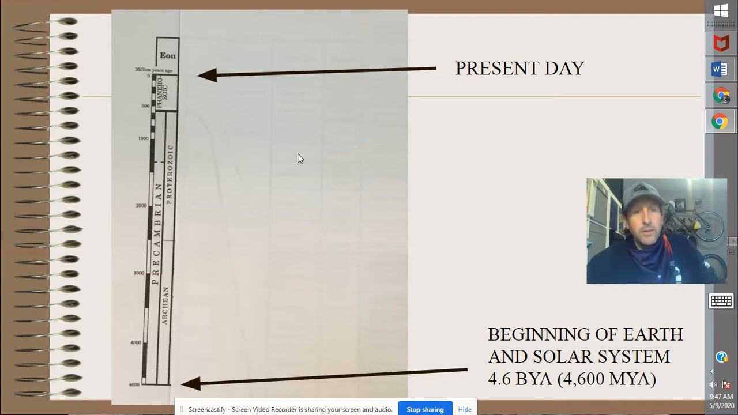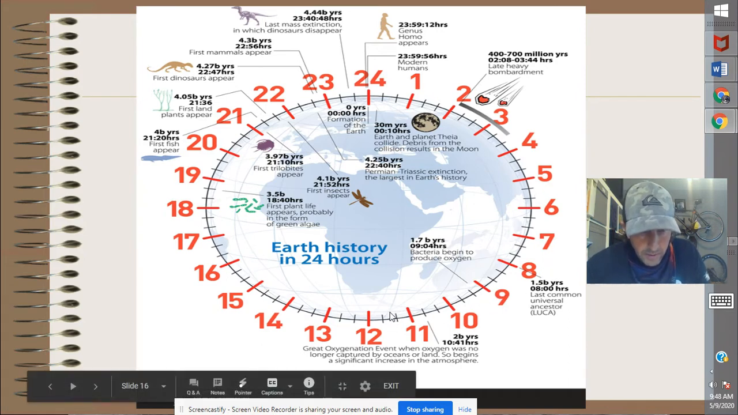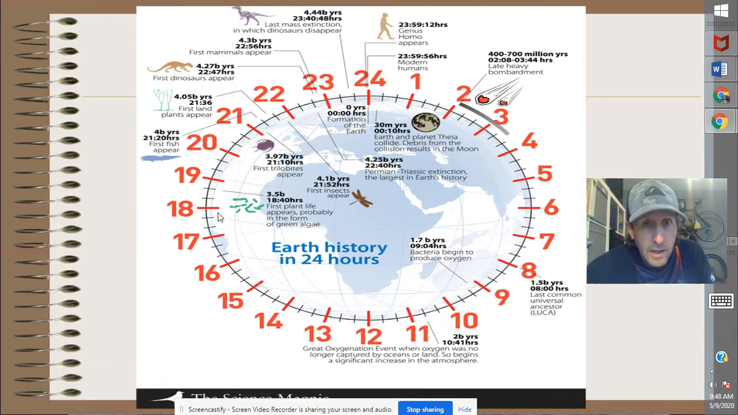Anyway, let's see what was going on in the Precambrian. Actually, before we get to the Precambrian, this is just breaking up geologic time in a 24-hour time period. And we're working around clockwise here. And if you notice, we keep going all the way around.